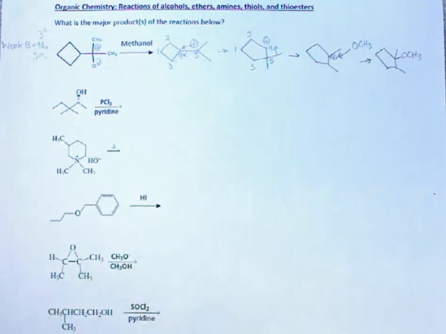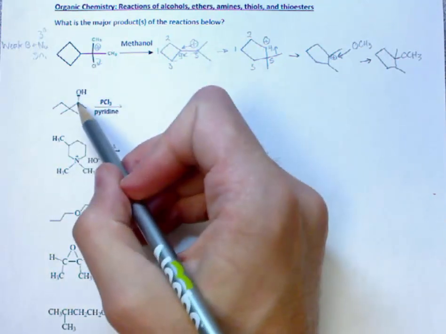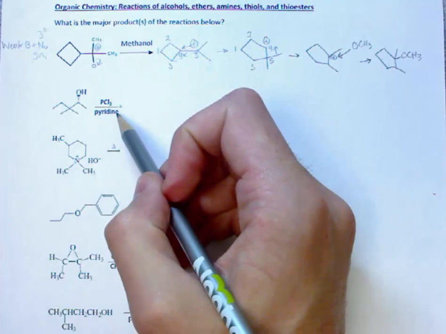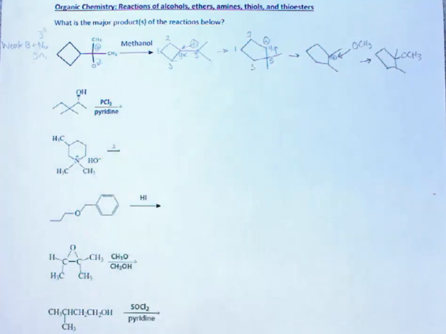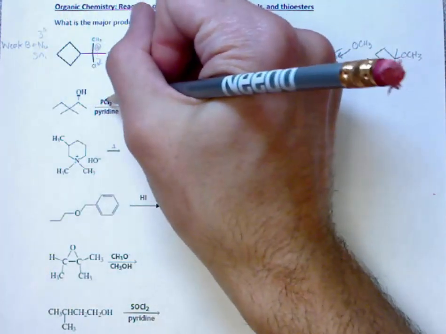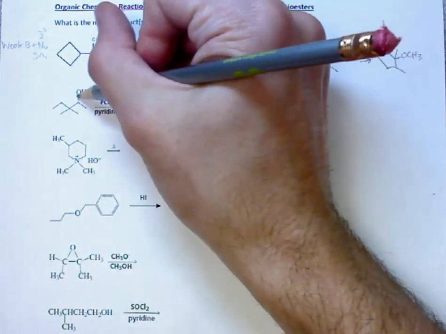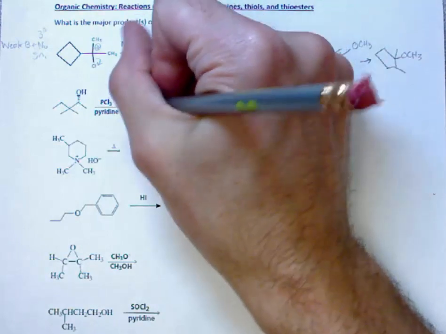For the next one, we have a secondary alcohol with PCl3 and pyridine. For this reaction, we are going to be forming an alkyl halide. However, we are going to have an inversion of the configuration with the alkyl halide.